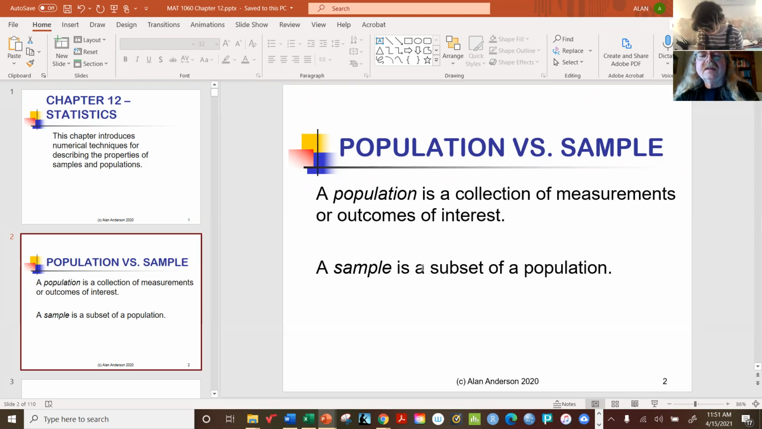And the point of all this, as we'll see in a minute, is that the sample is the one we're actually going to use most of the time, because it often is very time consuming and costly to analyze all the elements of a population. Often a sample will do the job just as well, as long as we choose it carefully.